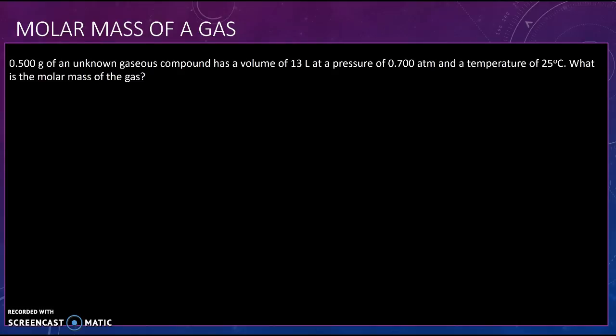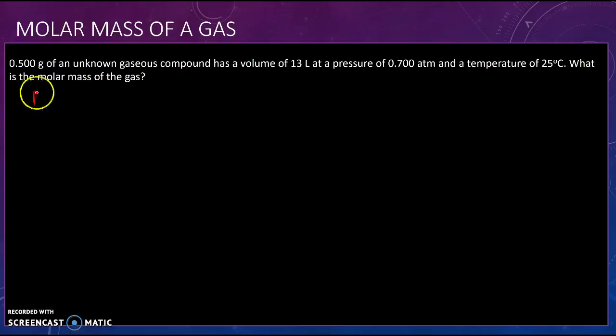This is a very, very popular question for the AP chemistry people. They love to have you calculate molar masses using experimental data. And one of the ways that you can do that is by having a certain mass of a gas and finding out what the pressure and volume is at a certain temperature. And to do this, all you have to do is use the ideal gas law.